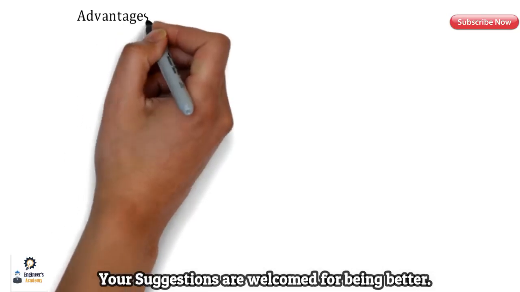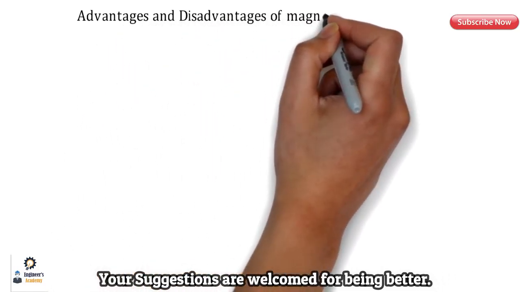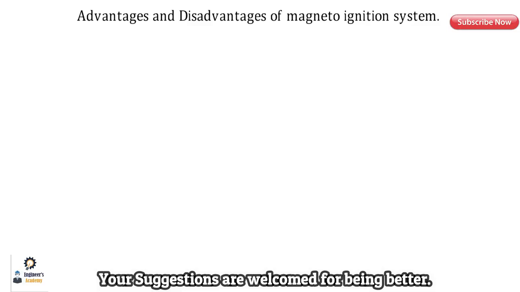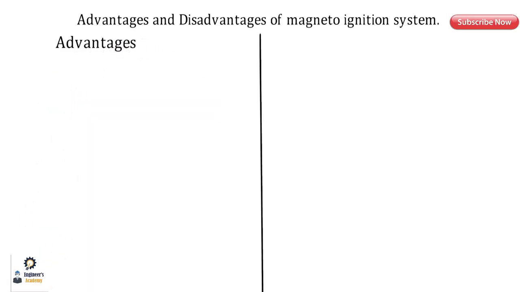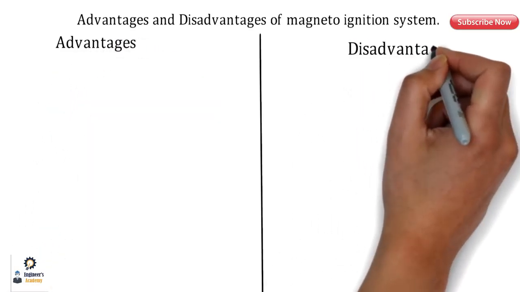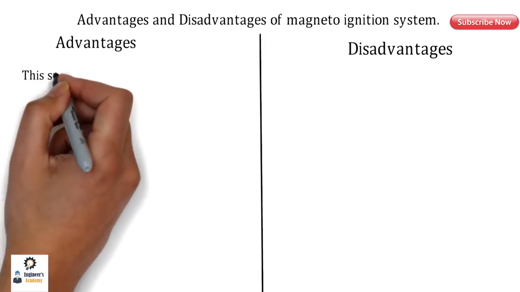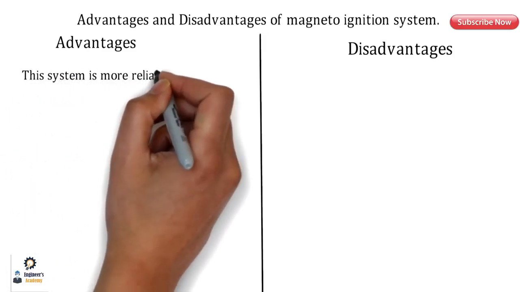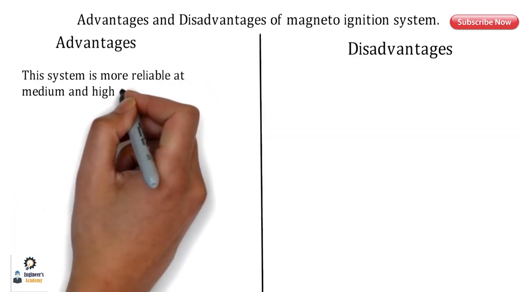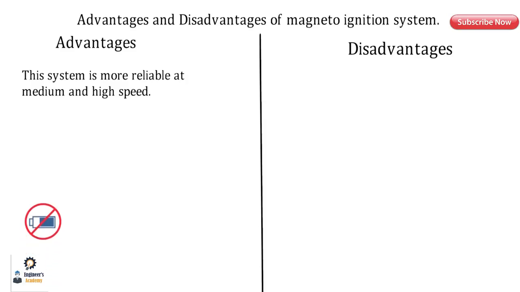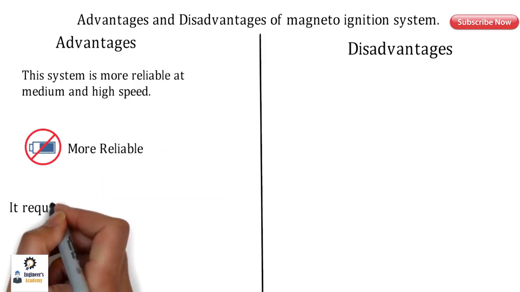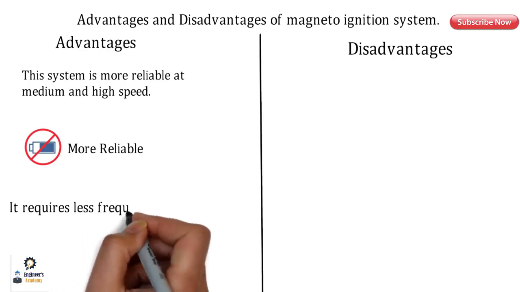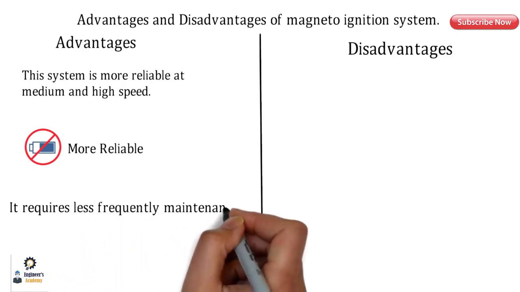So guys, let's check out the advantages and disadvantages of the magneto ignition system basically. So first of all, let's check out the advantages of the magneto ignition system. So guys, this system is much more reliable at medium and very high speed, though it is not suitable for low speed basically. So as there is no external battery, it becomes more reliable, and less frequent maintenance is required. It requires very infrequent maintenance in the case of the magneto ignition system.